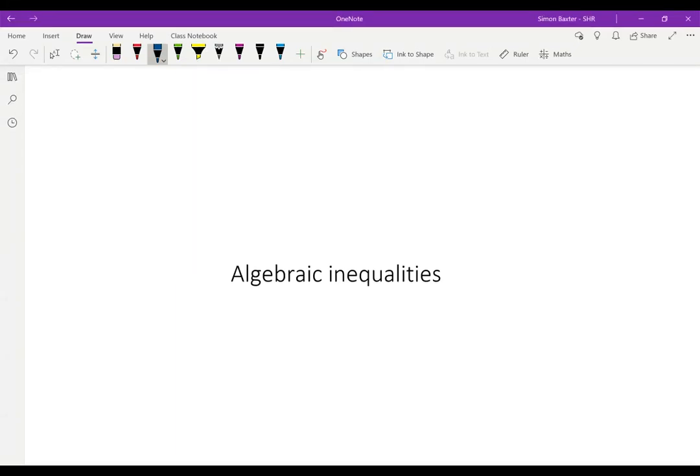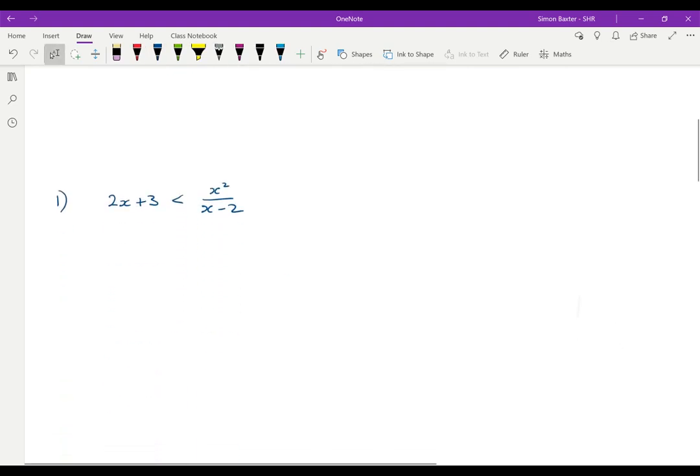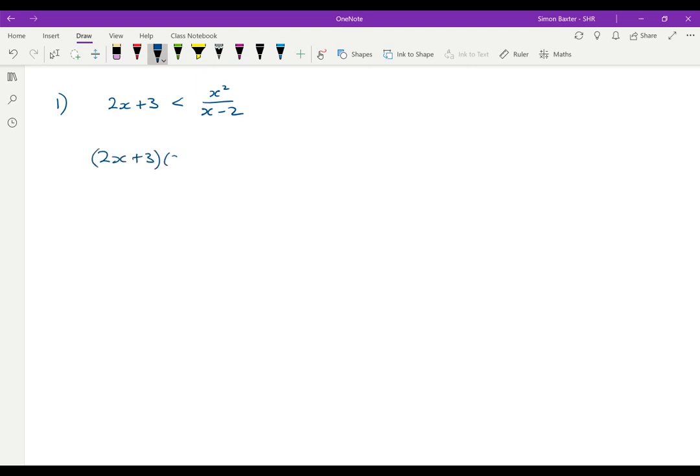Today I want to talk about algebraic inequalities, and we'll start with an example. What set of values satisfy that inequality? Well, how are we going to solve that? We could start by multiplying both sides by x minus 2.